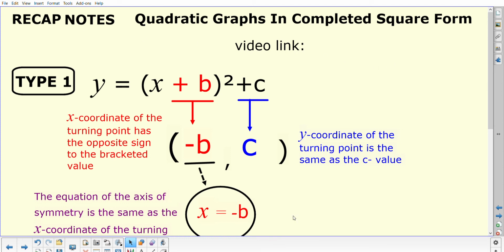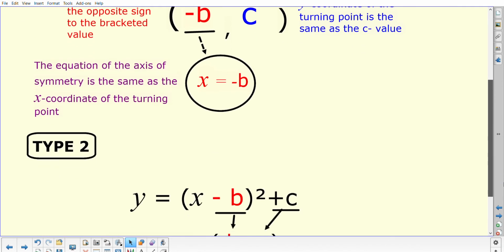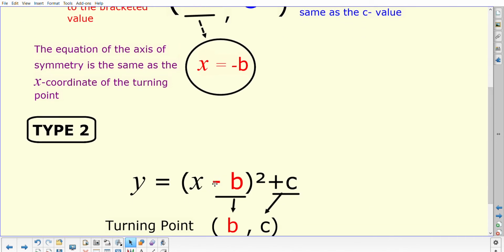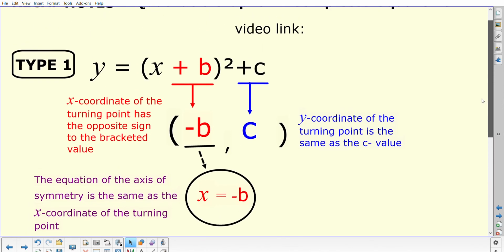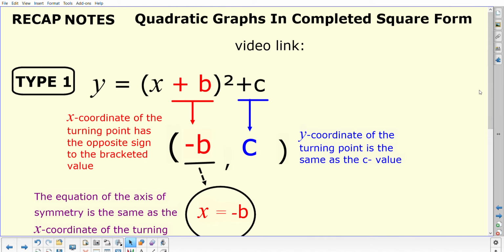So this is our second lesson on looking at quadratic functions and their graphs. We're particularly focusing in on the completed square format, which can look a bit like this, where you've got y equals x, then plus a number, then the brackets closed with a squared sign, and then plus or minus a number at the end of that. Or it might also look like this, y equals x, might have a minus in the brackets, with a number at the end. So how do we interpret when we're given the equations in this format?